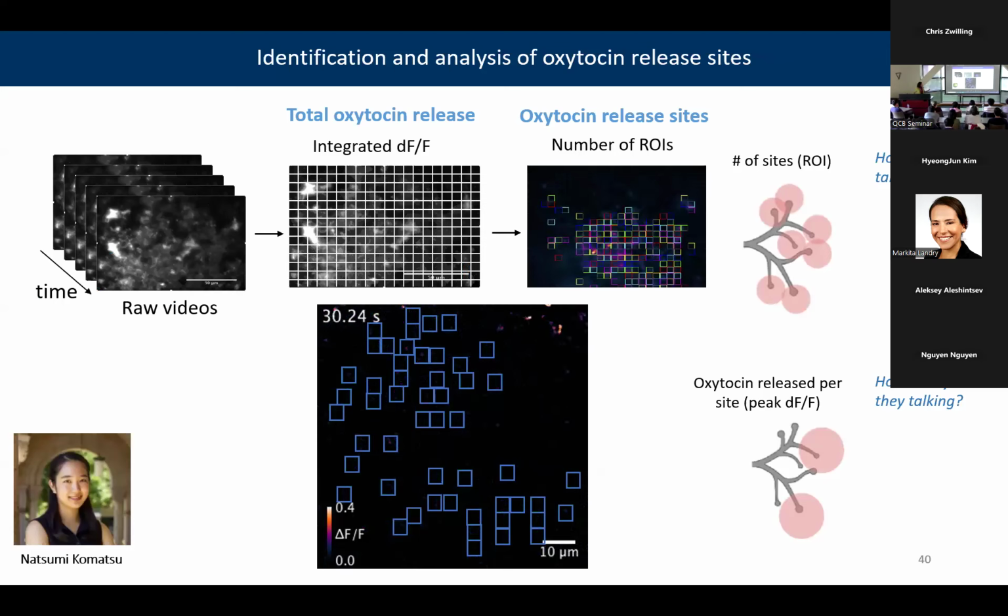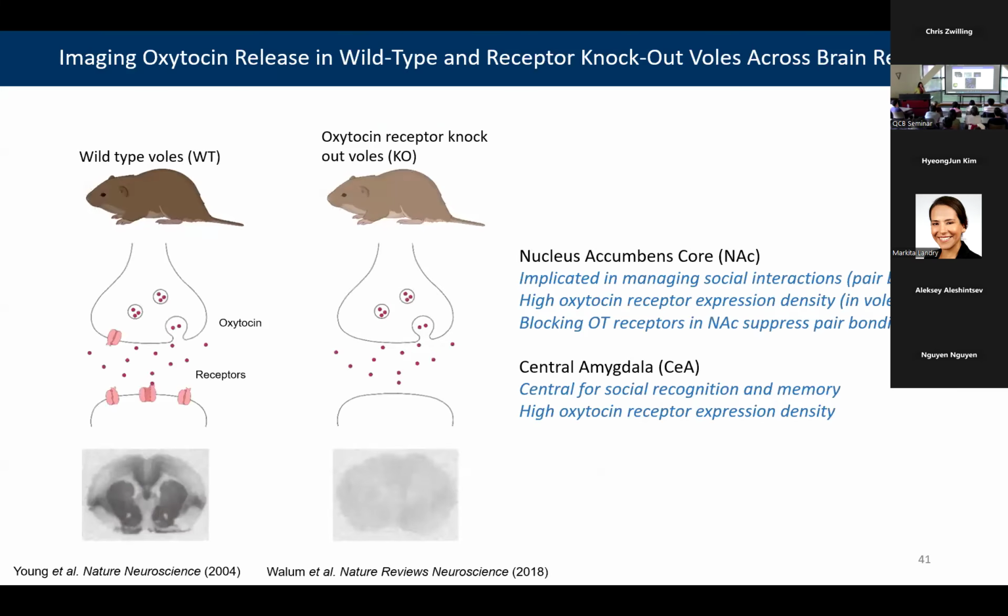And so these data are all extremely preliminary, very small sample sizes so far, data acquired by a new postdoc in the lab, Natsumi Komatsu, who is a Schmidt Science Fellow. Again, the questions here being, are there differences in oxytocin signaling?